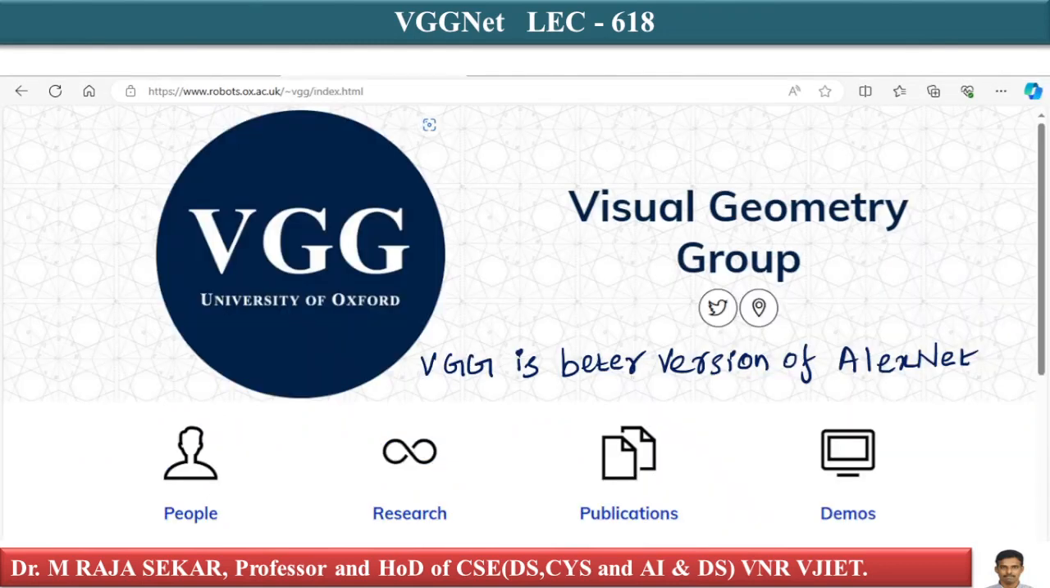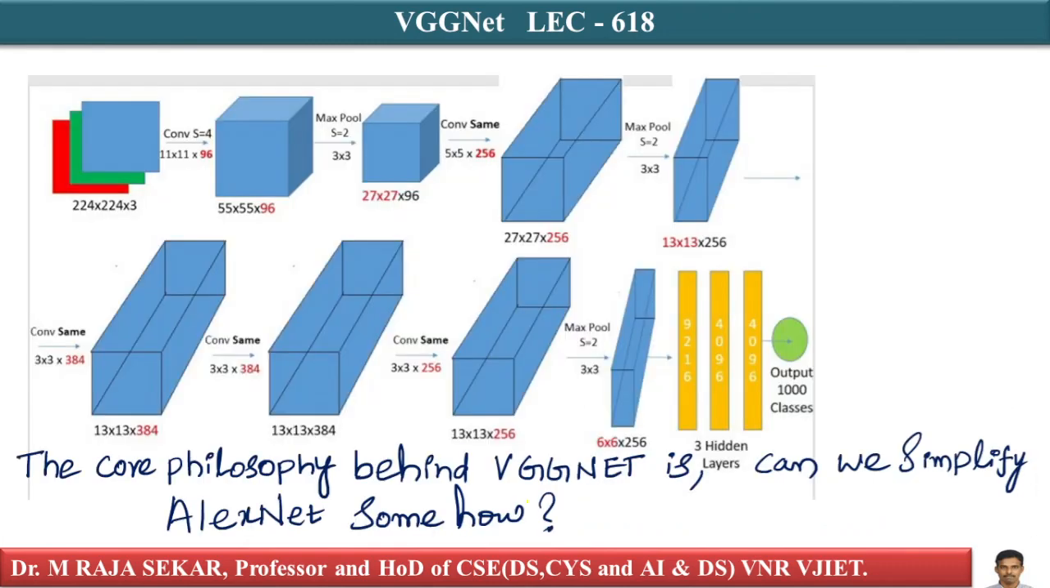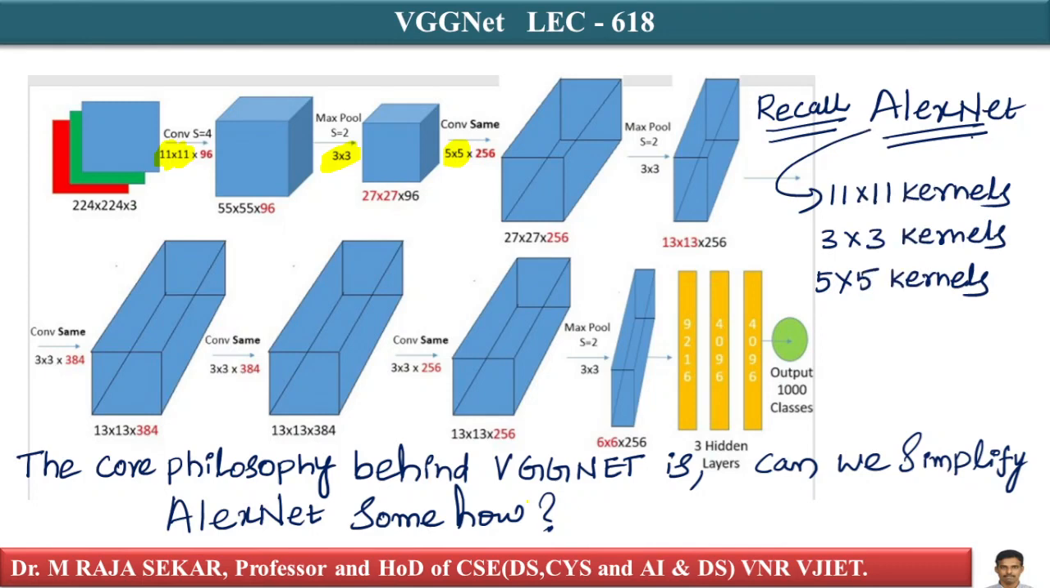VGG is a simplified version of AlexNet. Otherwise, actually, it is a better version of AlexNet. I should not say simplified version. AlexNet, if you recall, had a lot of kernels. AlexNet had 11 by 11 kernels, 3 by 3 kernels, 5 by 5 kernels, and all sorts of kernels. So the core philosophy behind VGGNet is: can we simplify the network somehow?